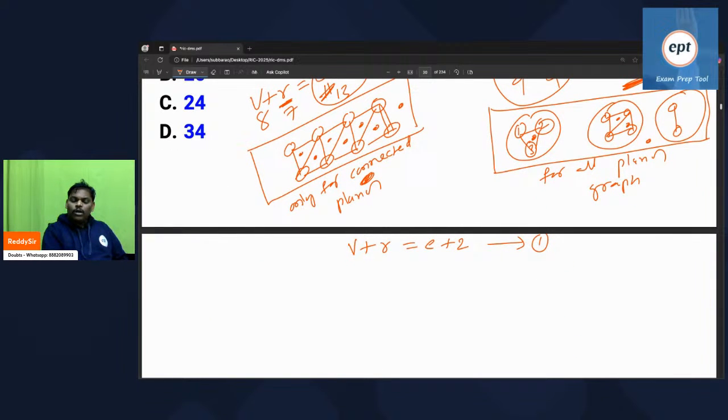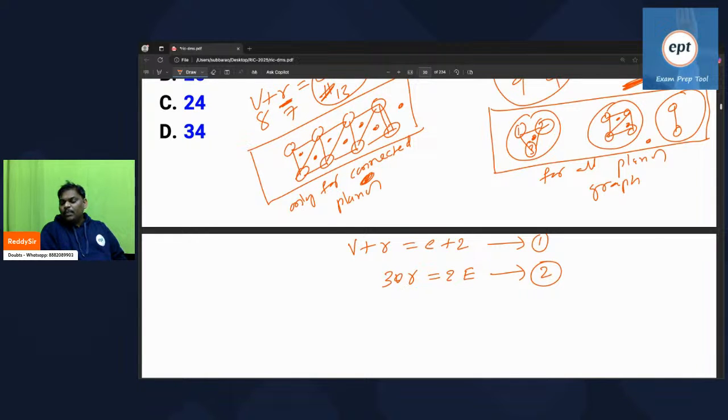There is one more formula also: the sum of degrees of regions is going to be 2 times E. Since every region has degree 3, the sum of all the degrees is 3 plus 3 plus 3 and so on, R times. So 3R is equal to 2E. That is one more formula. These are the two things I got from the problem.